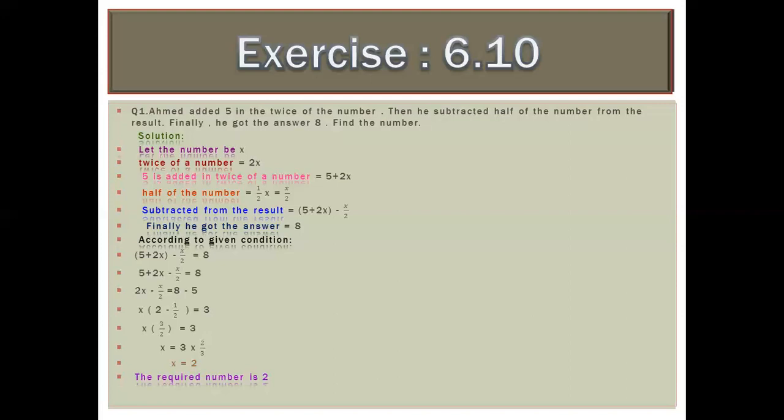When we shift to the other side, it means that we will take the reciprocal of 3 by 2. Reciprocal means 2 and 3, they both interchange their places. 2 will be in the numerator and 3 will be the denominator. 3 multiplied by 2 by 3, both 3 will be cancelled and 2 will be left. The required number is 2 because in the question, find the number. So the required answer is 2.